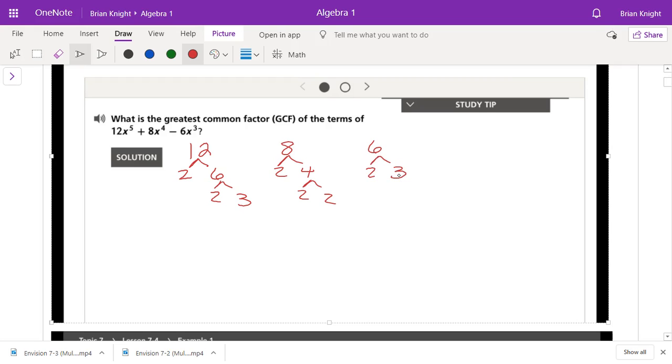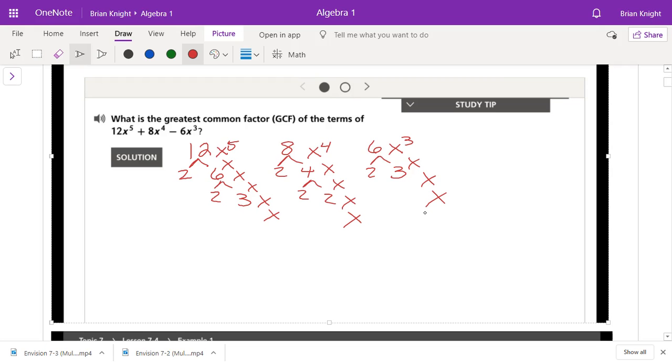Okay? X to the fifth means there's how many x's? 5. So 1, 2, 3, 4, 5. That's x to the fifth. X to the fourth is 1, 2, 3, 4 x's. And x to the third is 1, 2, 3 x's. Then you just circle what all they have in common.